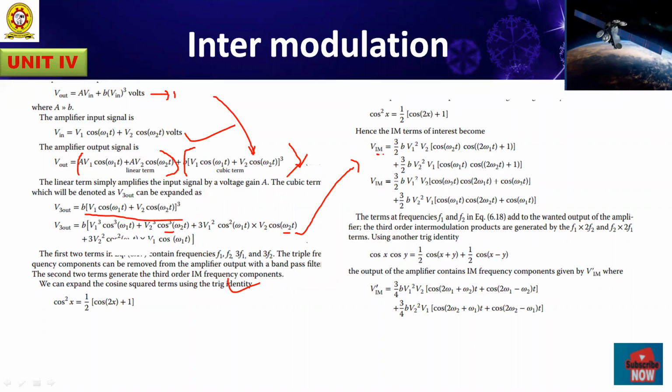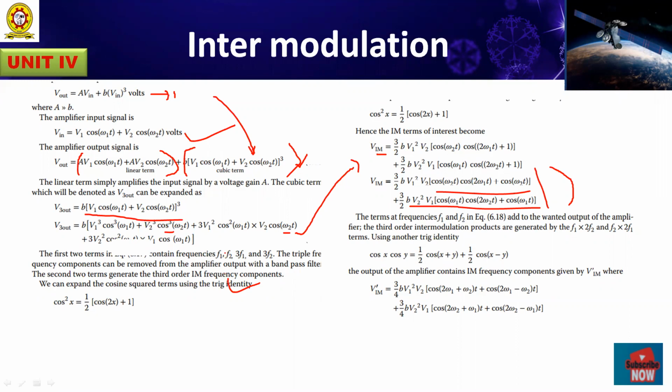So what is the output of intermodulation products? This is the output equation for the intermodulation products: 3 by 2 B V1 square V2 multiplied by cos omega 2t, plus the first term. And what is the second term? 3 by 2 B V2 square V1 cos omega 1t. So this is the finalized intermodulation term after the signal is passed through the band pass filter.